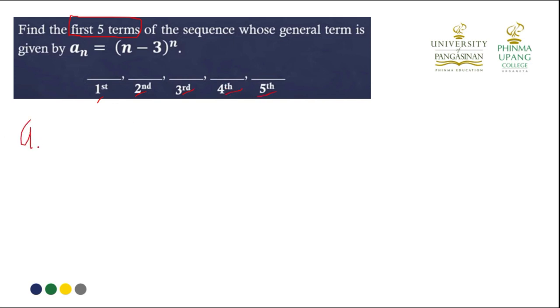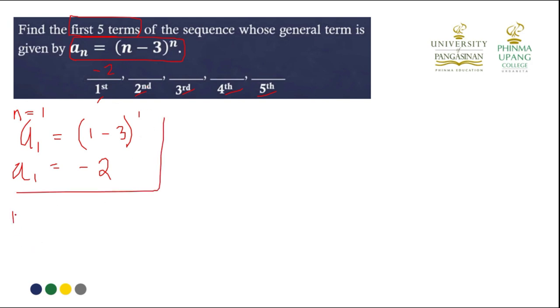Our first term, a sub 1, is where n is equal to 1. Ibig sabihin, if n is equal to 1, we're going to substitute using this formula. Lahat ng makikita mong n, palitan mo ng 1. What is our a sub 1 here, guys? The answer here is negative 2.